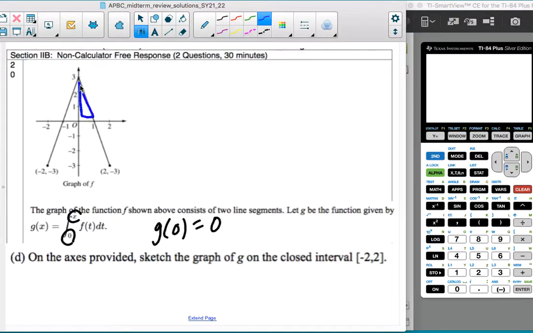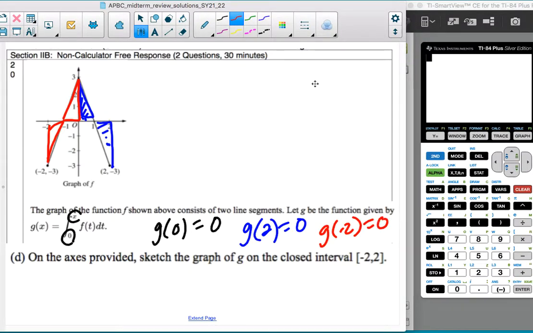This area offsets this area. So g of 2 is also going to be 0 because anything I gain up here, I lose down here. And the same argument going this way. This area offsets this area, so g of -2 is also going to be 0. So when I sketch a graph, I know some things. Here's my -2 and my +2. I know that g of -2 is 0, g of 0 is 0, and g of 2 is 0.